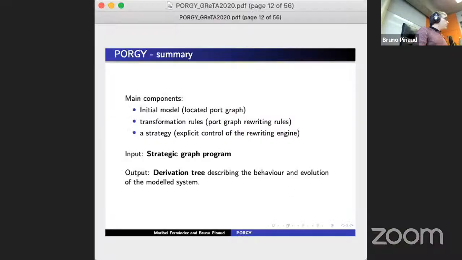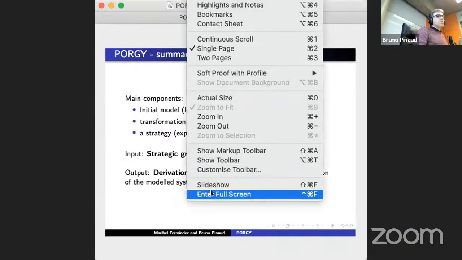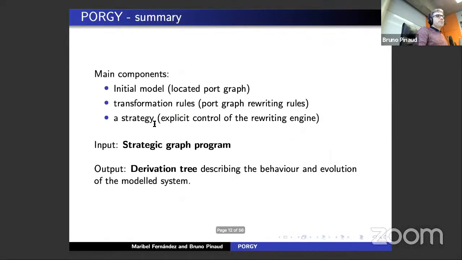Okay, I stop my screen sharing. Okay. Can you see my screen now? Yes. You're doing the summary, Maribel? Yeah. Do you want to say anything else, or do you want to do the summary? No. It's up to you. No problem. Okay.